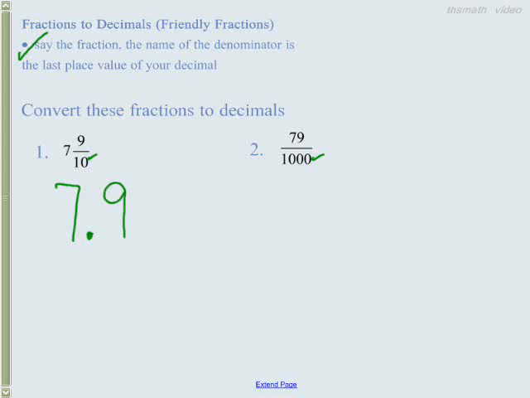And then 79 1,000ths. If I have a decimal that ends in the thousandths place, that's 3 places after the decimal point. So my 9 goes in that last place, followed by my 7. So there's 79. Because I have this empty spot in the tenths place, I fill that in with a 0. And this is the decimal 0.079, 79 thousandths.